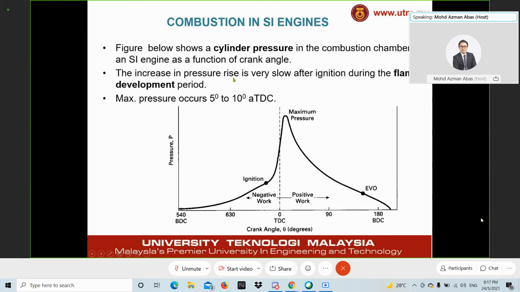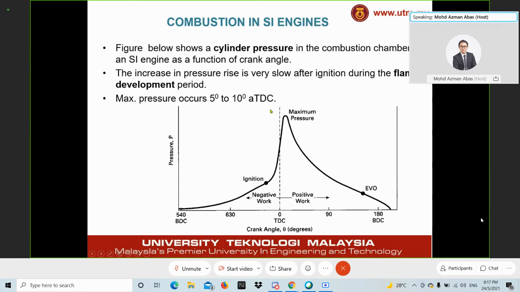The pressure rise is very slow after ignition, during the flame development period. So the ramp up of the pressure immediately after ignition is slightly slow. Maximum pressure usually occurs at 5 degrees to 10 degrees after TDC. This is really important.